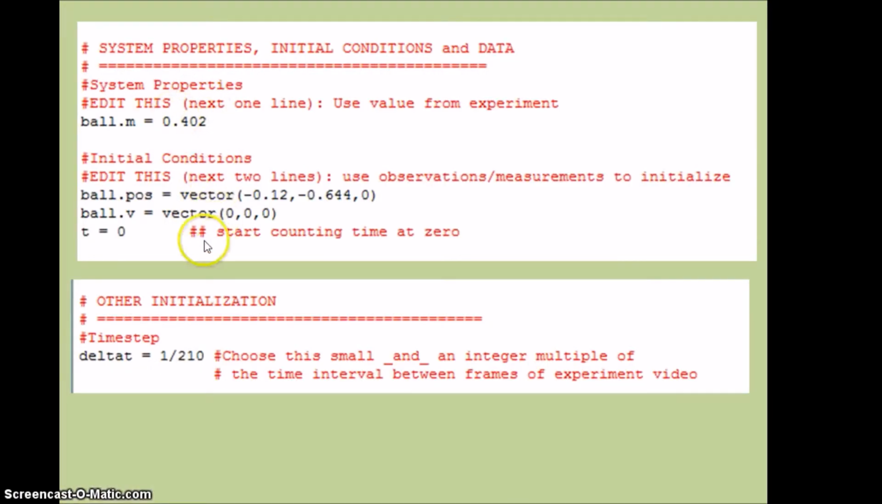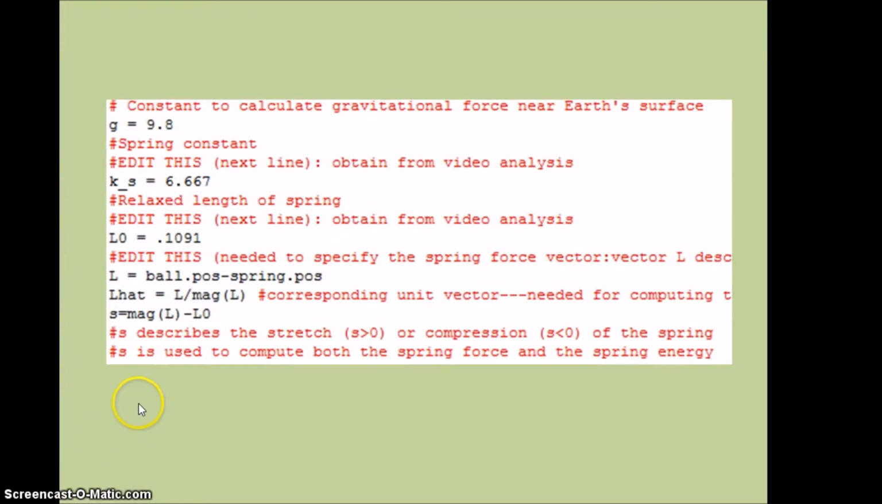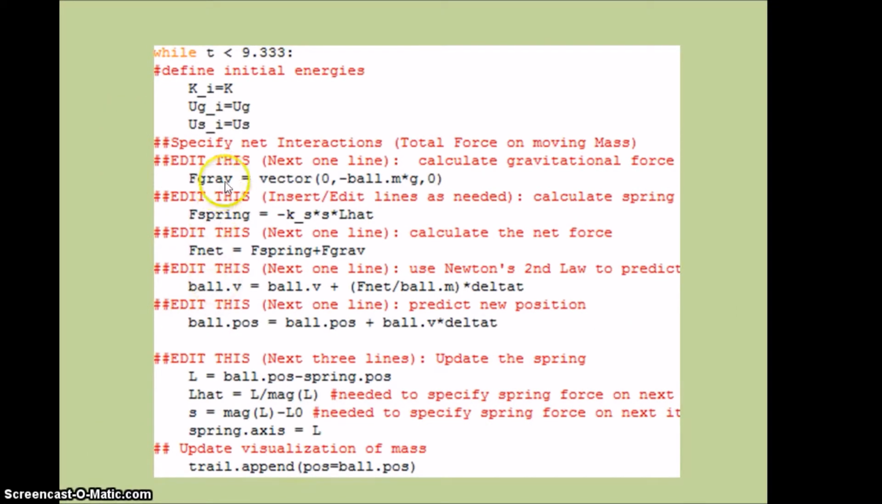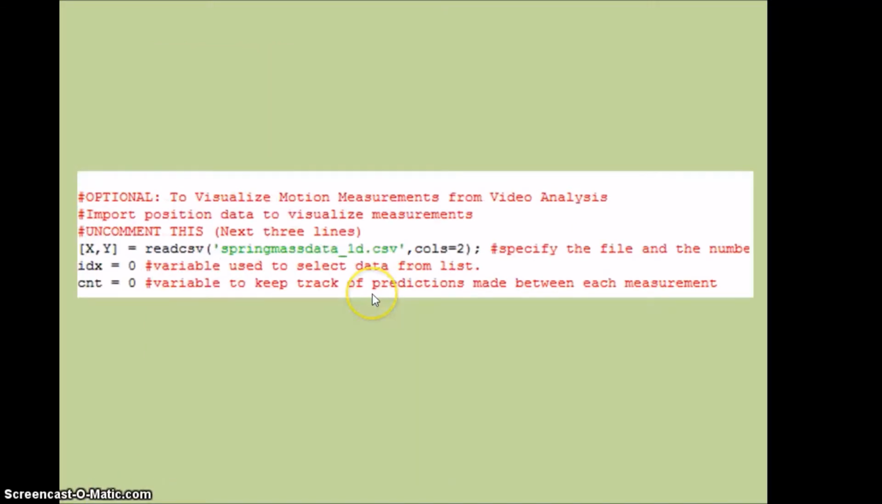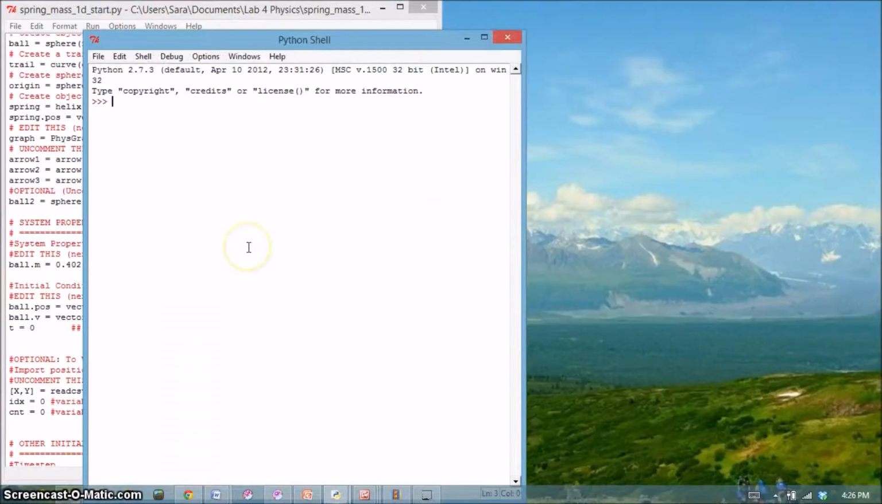Now we have everything we need to use Newton's second law to write a computer model. First, we input the initial conditions we just discussed and tell the program to use a small delta t between iterations. Then we input the information we need to calculate the gravitational force and the spring force. In the while loop, we define these forces, Newton's second law, and update the length of the spring. And finally, we extract our real-world data points from Tracker to compare to our new computer model. Now we're ready to run our code.